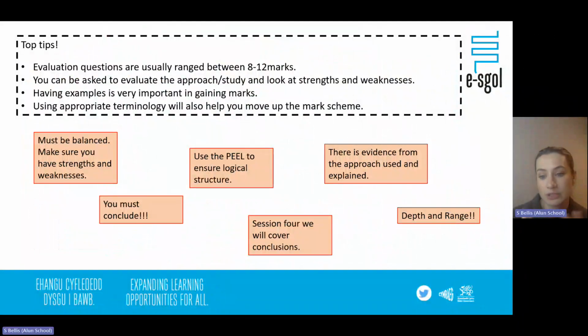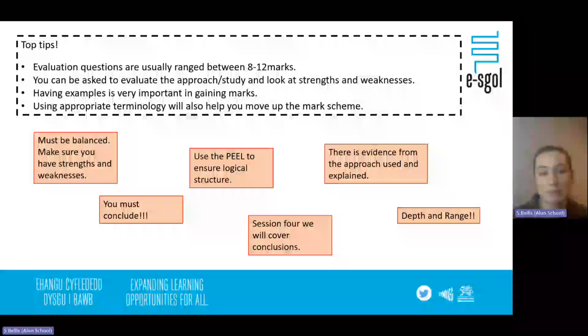So just want to go through some top tips with you guys. The evaluation questions are usually between 8 and 12 marks, which are our highest marked questions, remember. You can be asked to evaluate the approach or study and look at strengths and weaknesses. Examples are really important, and like I keep saying, appropriate terminology throughout. And then these six points I think are the most important.